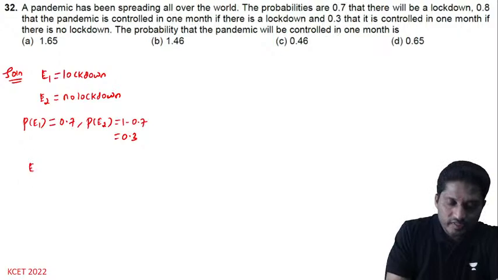So the event which has happened is equal to: the pandemic is controlled in 1 month.